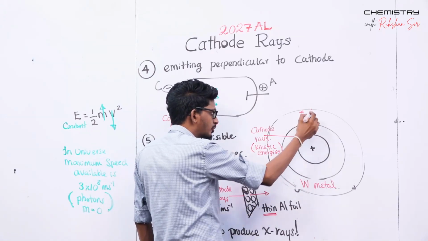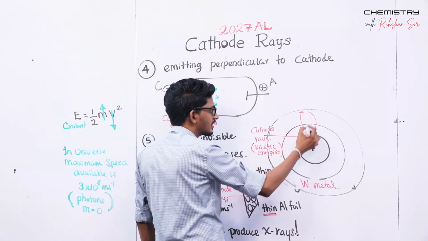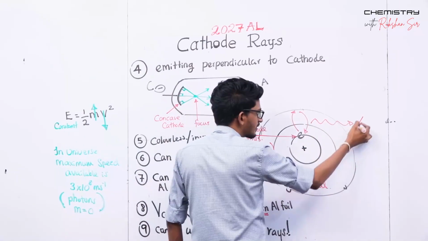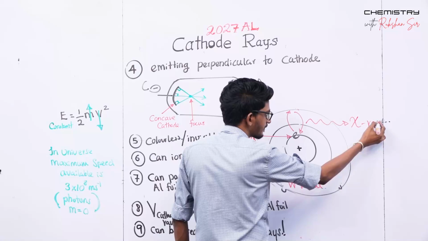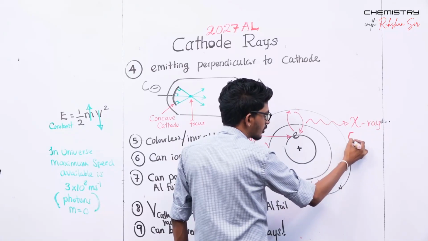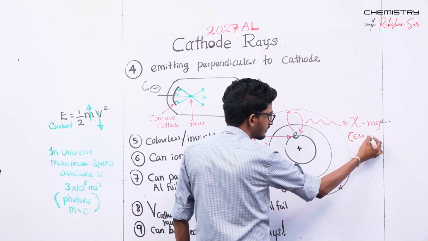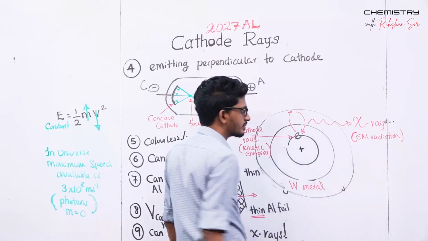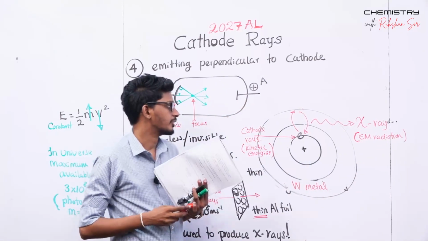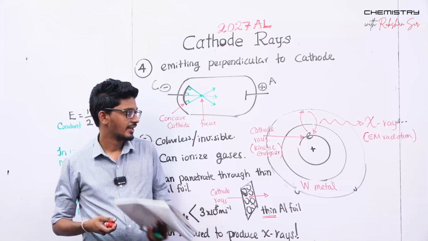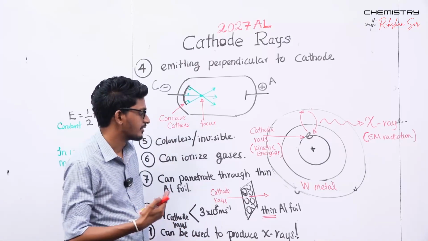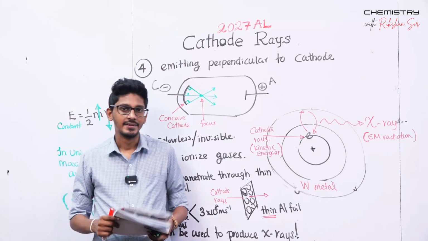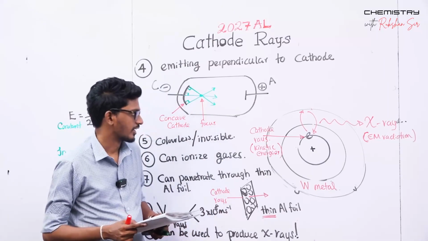When those things come to the lower energy level, the excess energy will be released as an X-ray, a kind of electromagnetic radiation. So it is very true, cathode rays are able to produce X-rays from metals like tungsten. So it can be used to produce X-rays as well.